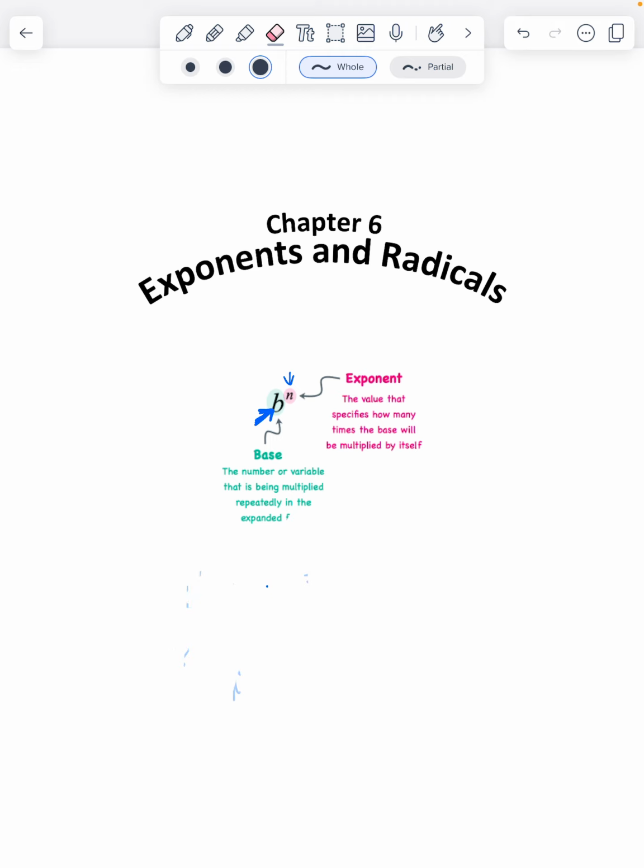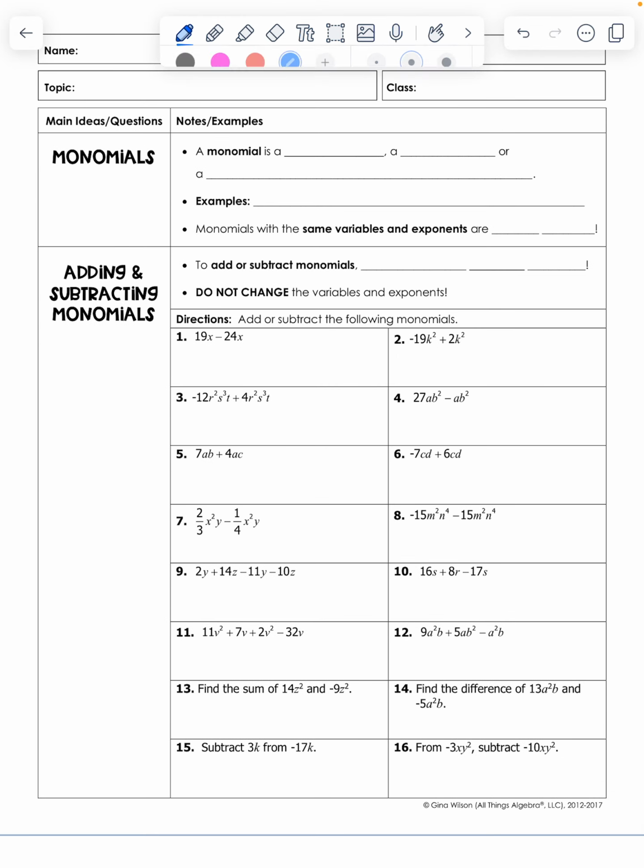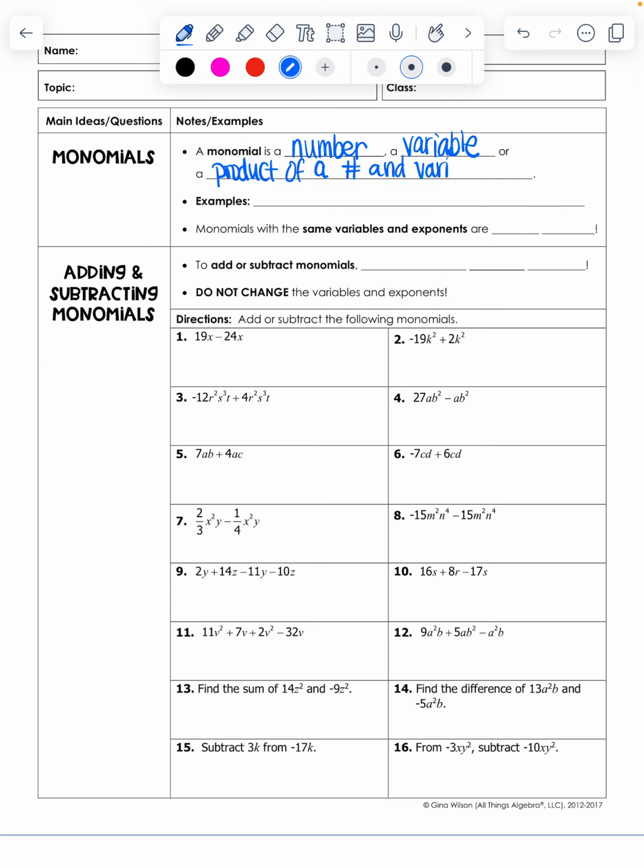So the first part of this lesson introduces a monomial, which sounds like it's crazy, but a monomial is a number, a variable, or a product of a number and variable. Basically what it means, mono means one. It's going to be like a one-termed math expression.